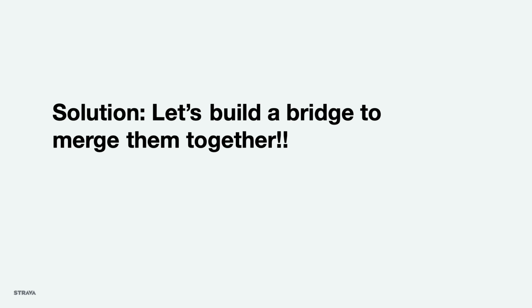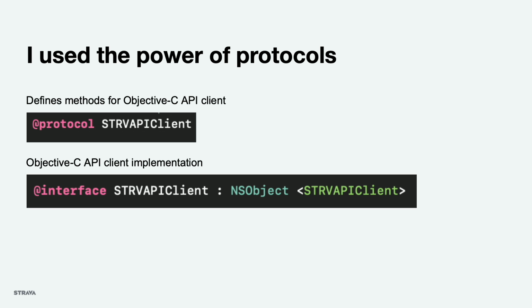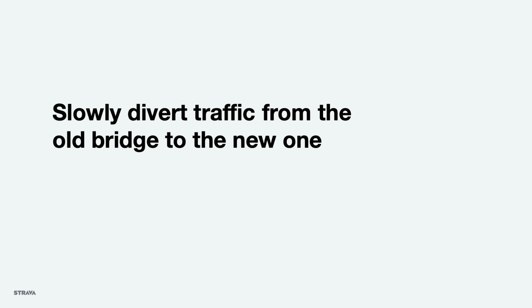So the solution here was to build a bridge to merge them together. Our old API client had its own protocol that defined its interface, so all of the consumers of it had all of these functions, and its own implementation conformed to this protocol. So we created this new object that conformed to this protocol but used the new API client under the hood. This allowed us, with one line of code, to switch the API client that a particular class was using. So the goal was then to slowly divert traffic from the old bridge to the new one.